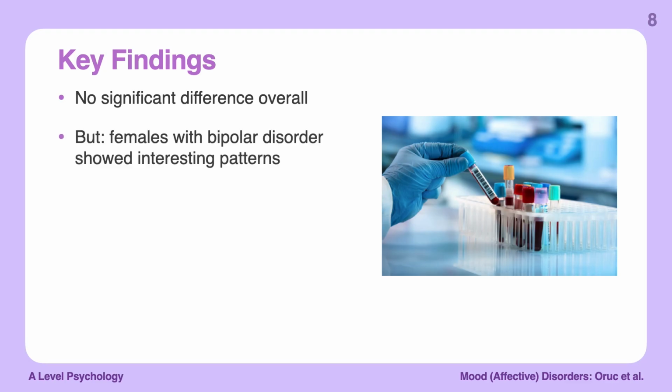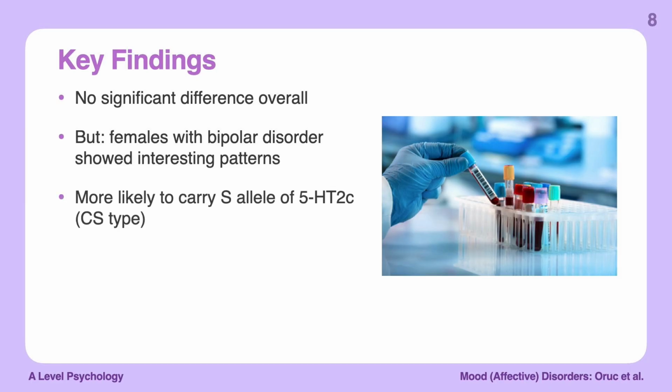But when they looked specifically at females with bipolar disorder, they found some interesting patterns. This shows the importance of looking at subgroups rather than just overall results. Think about how certain medical conditions affect men and women differently. You need to look at each group separately to see the real patterns. Females with bipolar were more likely to carry the S allele of the 5-HT2C gene, particularly the CS combination. This suggests there might be a gender-specific genetic vulnerability.